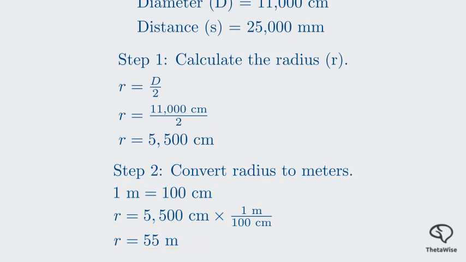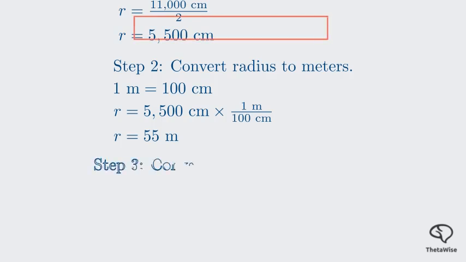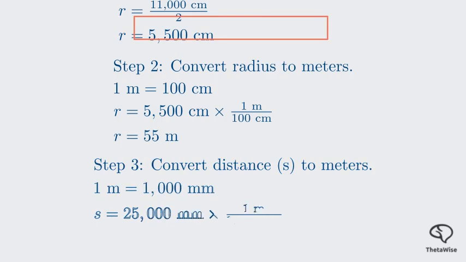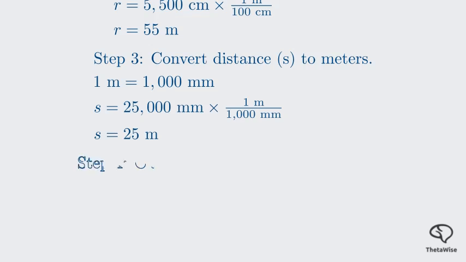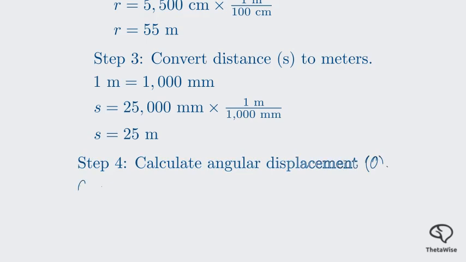Now let's convert the distances from millimeters to meters. 1 meter is equal to 1,000 millimeters. So, we divide 25,000 by 1,000, which gives us a distance of 25 meters. Now we have both s and r in the correct units. Let's calculate the angular displacement. Using the formula theta equals s over r, we substitute our values: 25 meters divided by 55 meters.